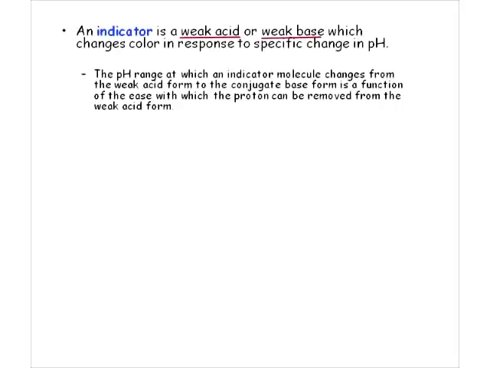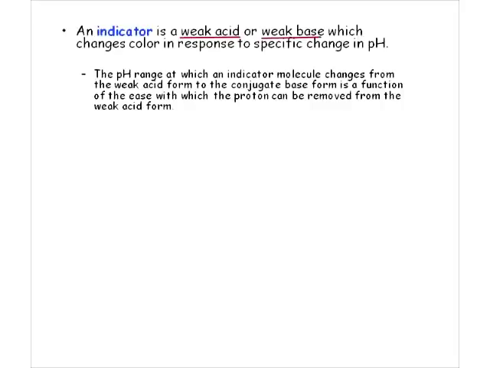It says a pH range in which an indicator molecule can change color from its weak acid form to the conjugate base form is a function of how strong the weak acid is. So if it's a stronger weak acid, then it's going to release its hydrogen at a much lower pH. If it's a weaker acid, then it's going to be reluctant to give away its hydrogen, and therefore it's going to release it at a much higher pH. So depending on where that level is, the indicator itself is one color when it has the hydrogen associated with it, and another color when the hydrogen has been released.